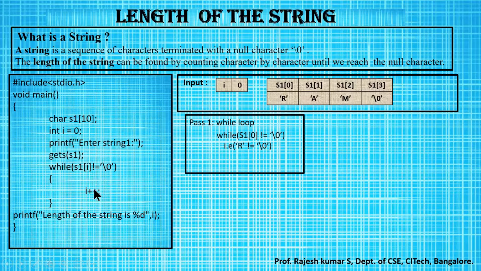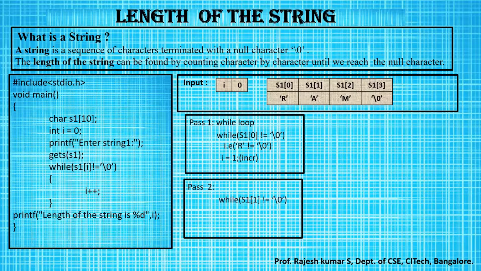Then, when the condition is true, I'll enter inside the while loop. I'll increment the I value. Initially the I value was 0. Now the I value has become 1. After incrementing the I value, I will loop back. When I loop back, again I'll check the condition with the value of I becoming 1.